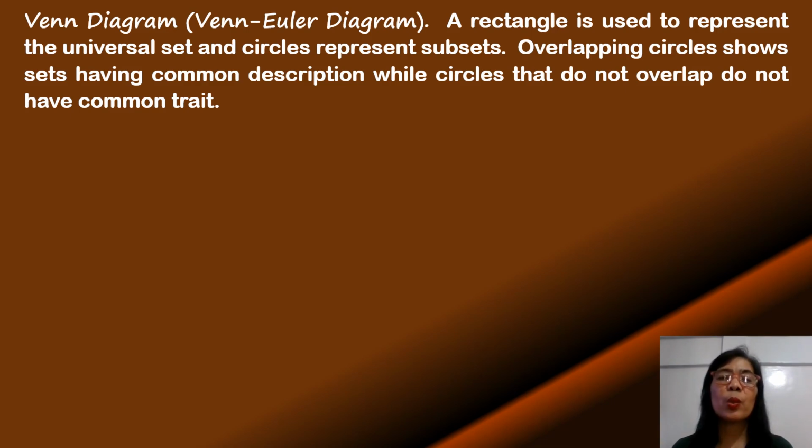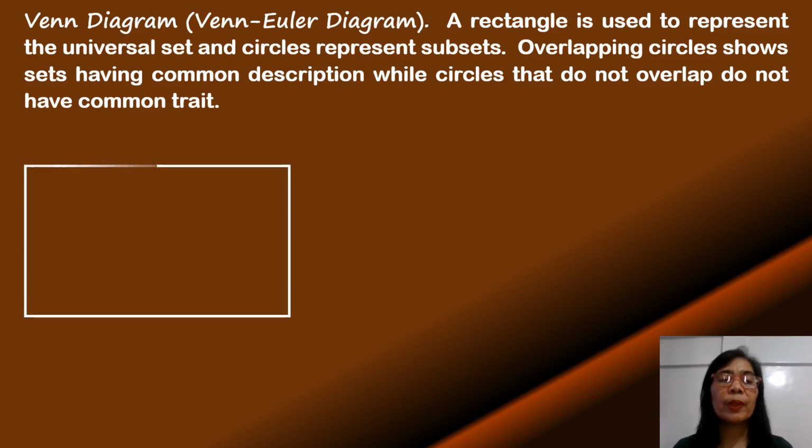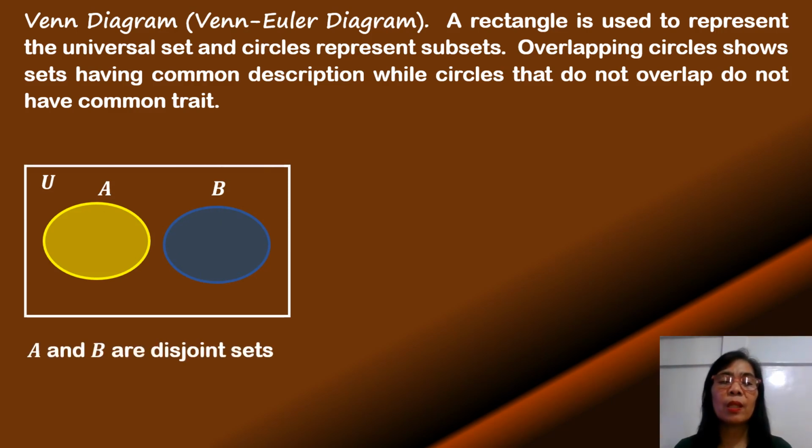Overlapping circles show sets having common description, while circles that do not overlap do not have common shape. For example, we have in here a diagram showing two sets A and B. Looking at the sets, A and B do not intersect. That means they do not have any element having common description, and therefore, A and B are disjoint sets.